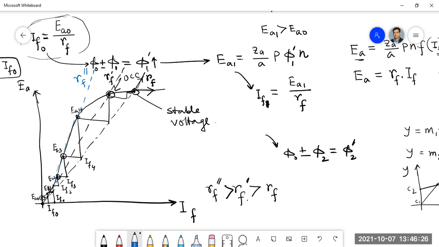I'm increasing this RF such that the linear portion of the open circuit characteristics now becomes tangent with the RF line. মানে RF টাকে এমন ভ্যালুতে বাড়িয়েছি যাতে ওপেন সার্কিট ক্যারেক্টারিস্টিক্স এর যে লিনিয়ার পোরশনটা সেটার সাথে RF লাইনটা ট্যানজেন্ট হয়ে যায়। Now what will happen?